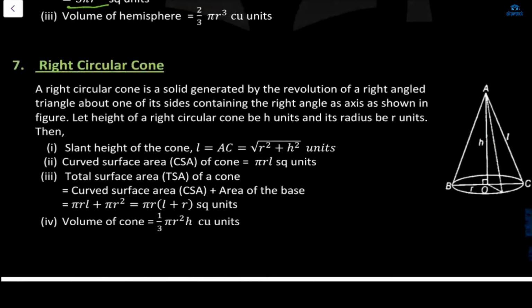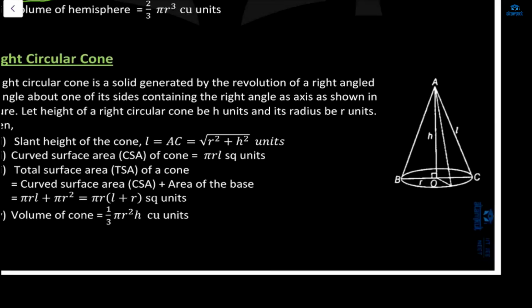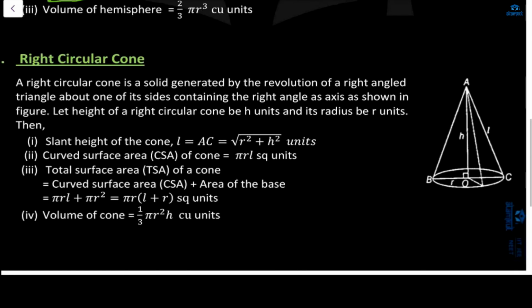Now, right circular cone. You must have worn birthday caps when you were a child. That shape is called a cone. It has a circle at the base, and lines from that circle go upward and join at a single point. If you define it properly in English, a right circular cone is a solid generated by the revolution of a right angle triangle. You can see here it is forming a right angle. This is a right angle.